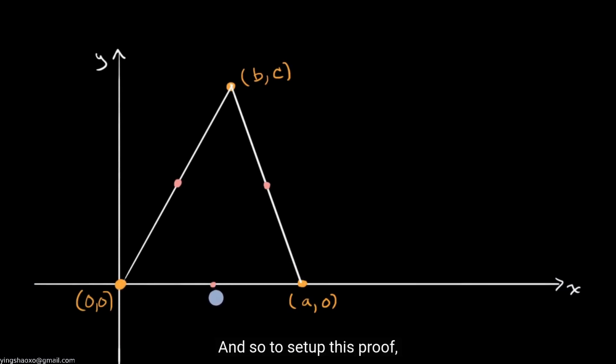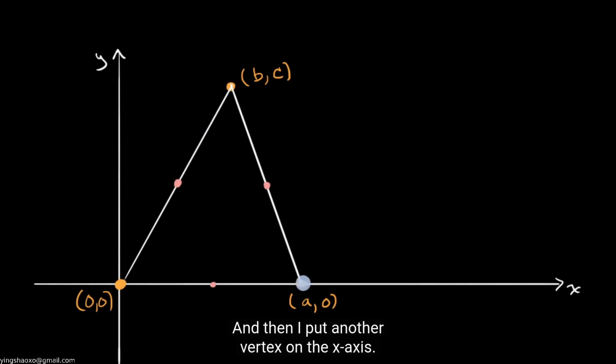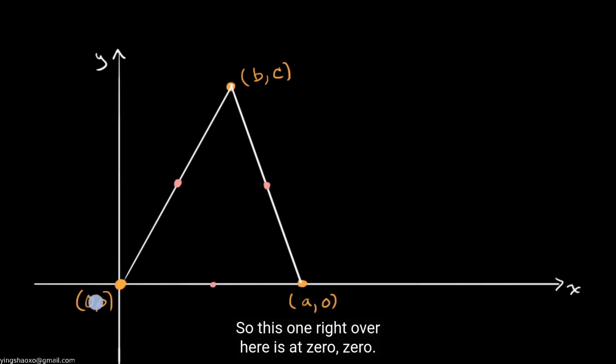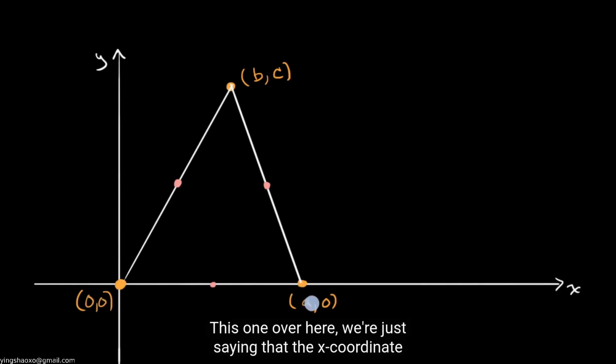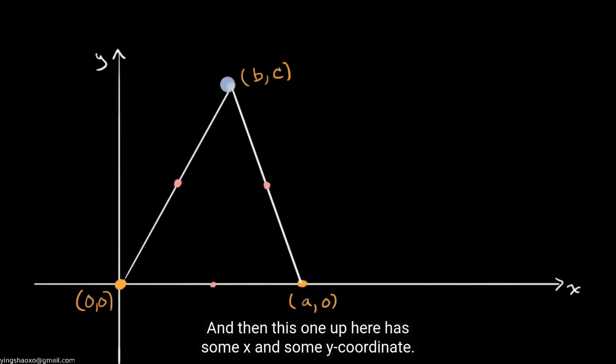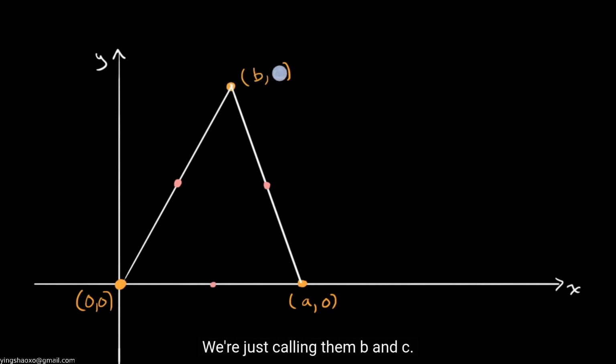And so to set up this proof, I've put an arbitrary triangle here, but I've put one vertex at the origin. That'll simplify the math. And then I put another vertex on the x-axis, and I've given them coordinates. So this one right over here is at 0, 0. This one over here, we're just saying that the x-coordinate is a, and so it's a, comma, 0. And then this one up here has some x and some y coordinate. We're just calling them b and c. This is some arbitrary triangle.